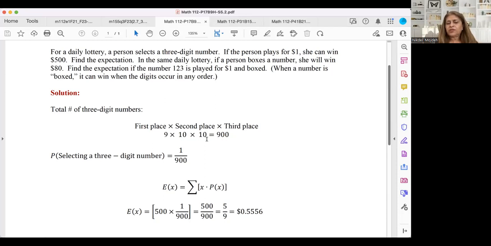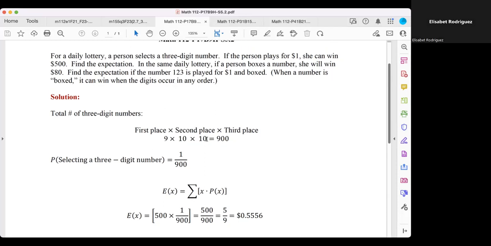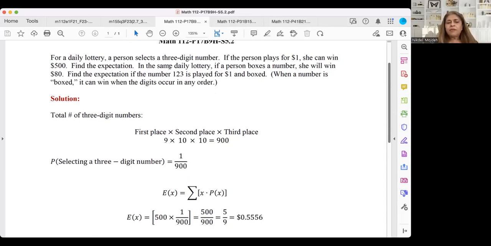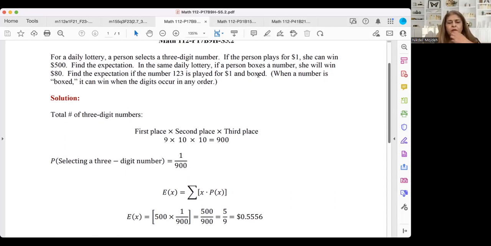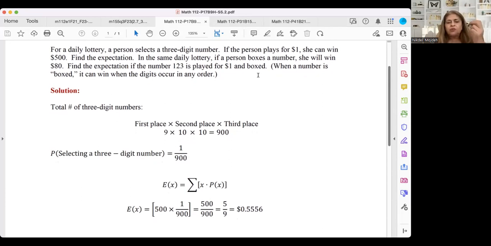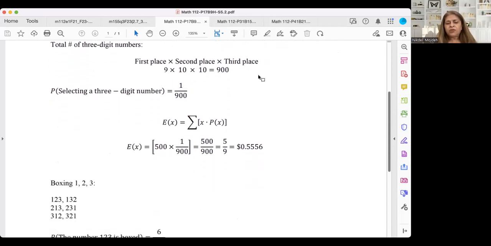Okay, understand? Good. Now, in the same daily lottery, if a person boxes a number, she will win $80. Find the expectation if the number 123 is played for $1 and boxed. What do we mean by boxing? You have numbers 1, 2, 3, and if you get any combination of 1, 2, 3, you win $80. So how many combinations do we have?